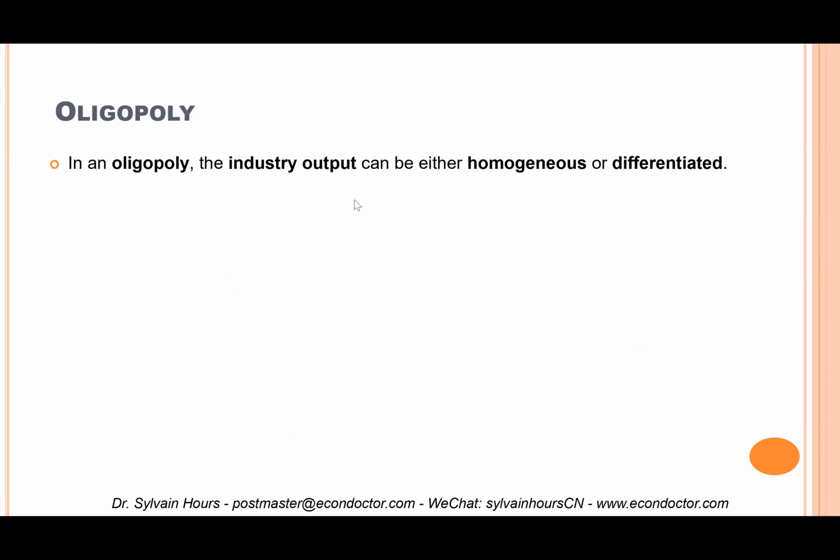Remember, we said that in perfect competition, all firms sell the same output, okay? They sell exactly the same product. In a monopoly, we did not even have to talk about that because there was a single firm. In oligopoly, it depends, actually.